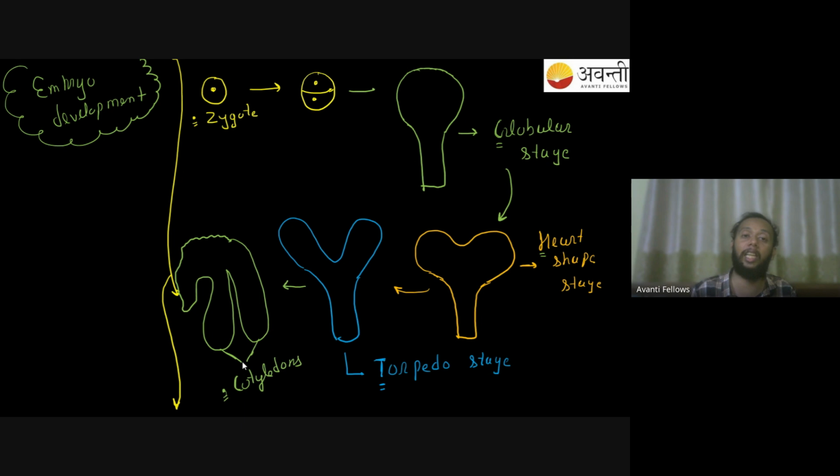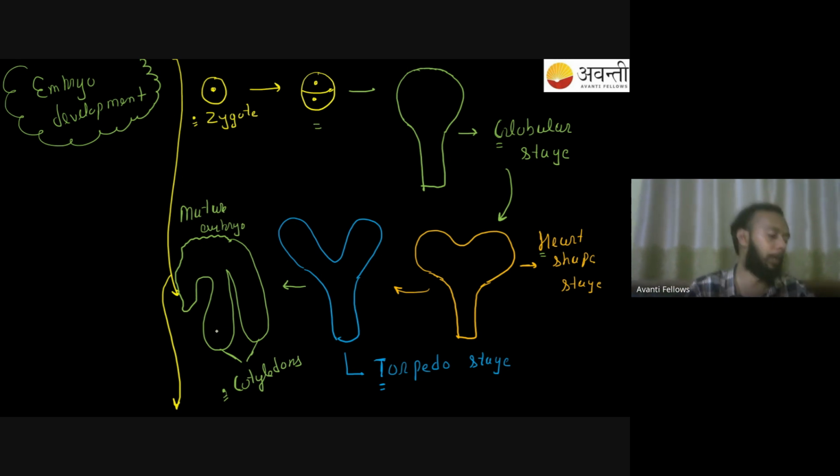So remember what the sequence will be: single celled, two celled, and there are other stages in between, but you have to know globular, heart stage, torpedo, and then the mature stage. This is my mature embryo. That is your mature embryo. And a mature embryo will have two leaf-like structures, and these leaf-like structures are called my cotyledons. So this should be clear to all of you.